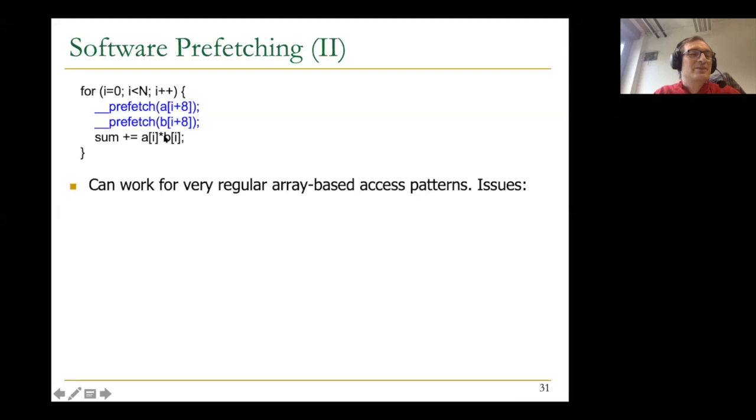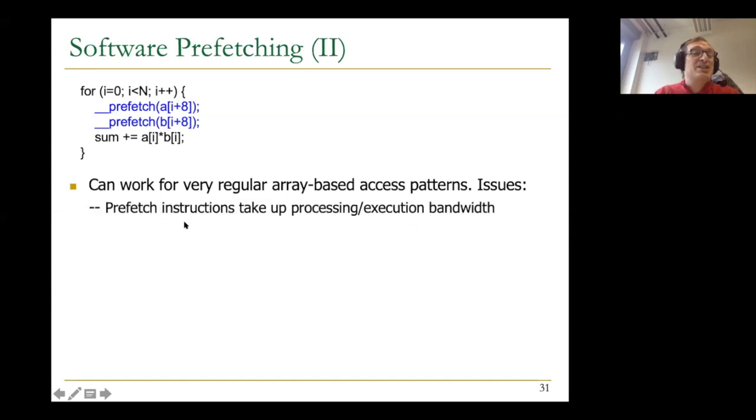Then in the next iteration, or in the next time you need a cache block, it's already in the cache. Okay, and you can actually do the prefetch instructions before the loop as well, so that even the first iteration doesn't incur cache misses, right? So you can have prefetch instructions earlier, which are not shown here, but this is the steady state. Okay, so this sounds good, right? And this is good because it can work for regular array-based access patterns, but there are some issues even with regular array-based access patterns that you need to solve.